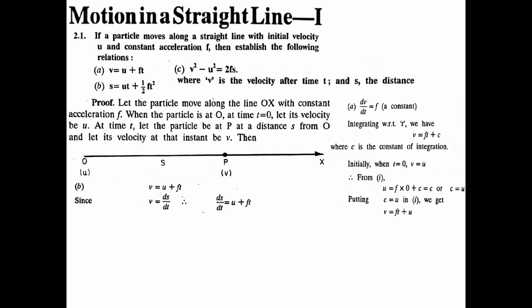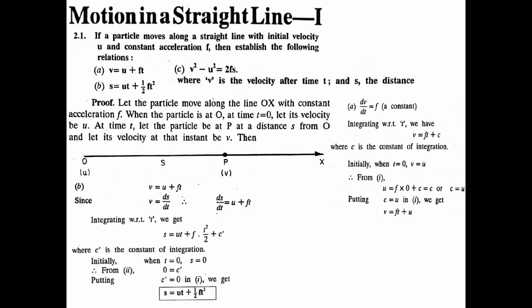Now again integrating with respect to t, we get the integration of ds by dt will be s only. u is a fixed quantity, a constant, so ut, and f is also constant, and the integration of t is t square by 2, and c dash is the constant of integration.